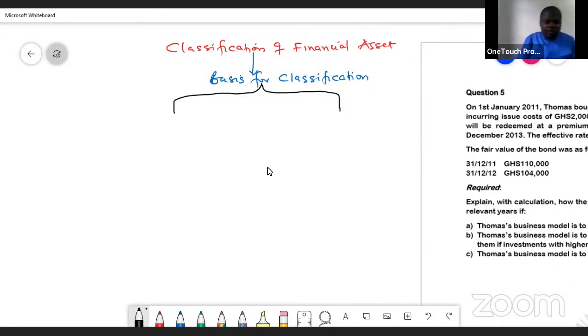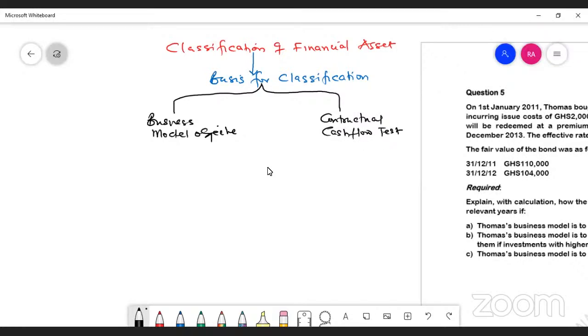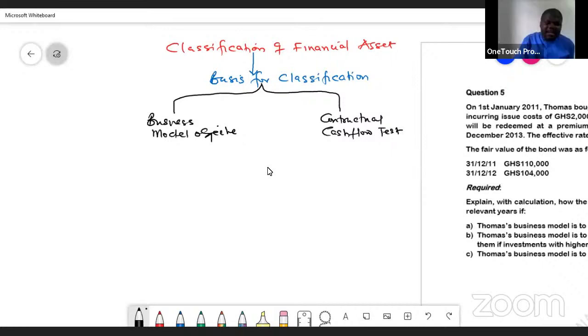Okay, so now we have the business model objective, and then we have the contractual cash flow test, meaning the characteristics of the cash flow. Under the business model objective, we are asking, what is your purpose? What is the motive for buying the asset? Under the contractual cash flow test, we are looking at the characteristics of cash flow. Does it include both principal and interest? Or only interest? Or only principal?